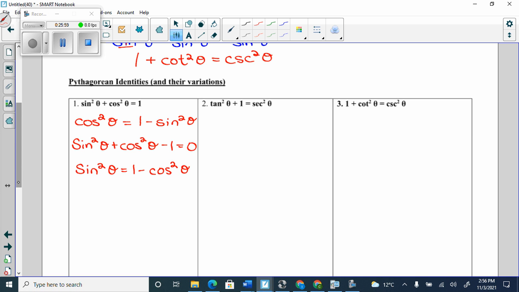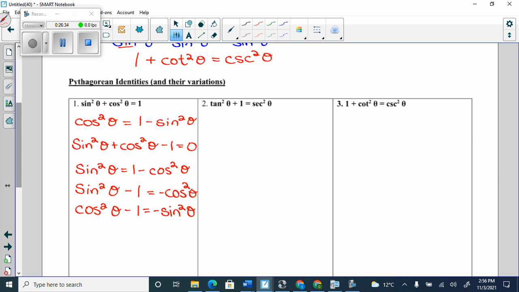So you could move the cos squared and the 1 over, so you could go sine squared theta minus 1 equals negative cos squared theta. Right? If I need a negative cos squared. I could do the same for sine. I could move the sine squared over and then the 1 over and get cos squared theta minus 1 equals negative sine squared theta, right? So this formula can be moved around quite a bit, can't it?